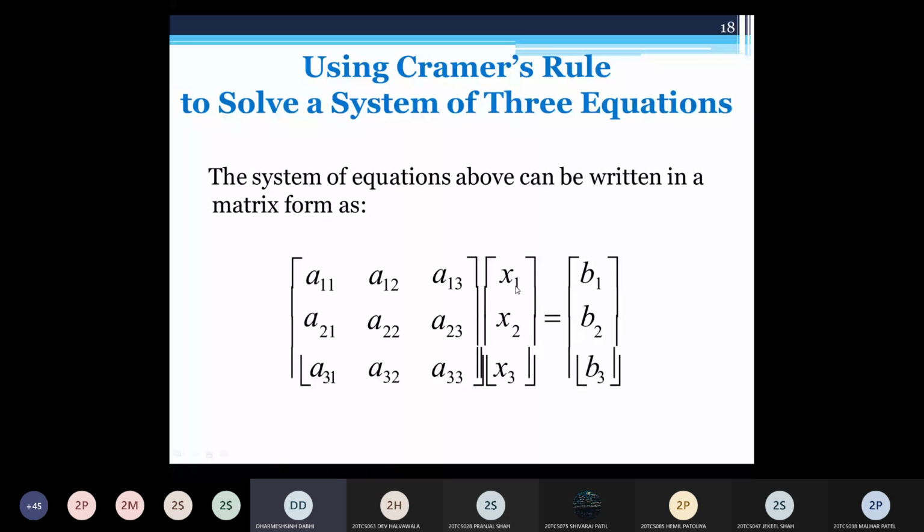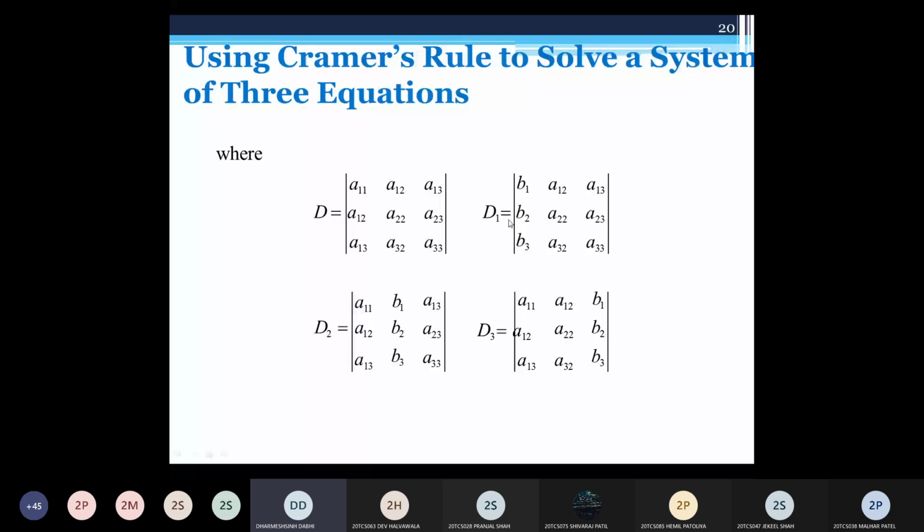So when you find out X1, first find out the determinant of this, that is called D, and then after that find out D1. So D1 is nothing but the voltage column that is replaced by the first column of matrix D. B1, B2, B3 replace this A11, A12, A13. Here the remaining second and third columns are as they are, so that becomes D1. So when you find out X1, it is nothing but the ratio of D1 by D. It means determinant of D1 divided by determinant of matrix D.